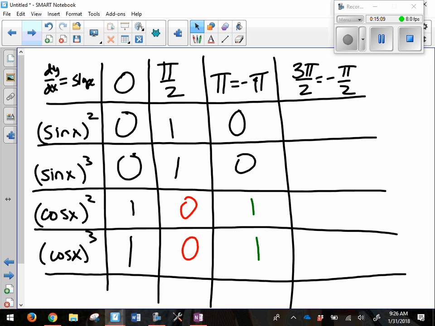Wait. What's the cosine of pi? Cosine of pi is -1, so you're going to square it. There you go. I didn't have a problem with the first one. It was the second one.